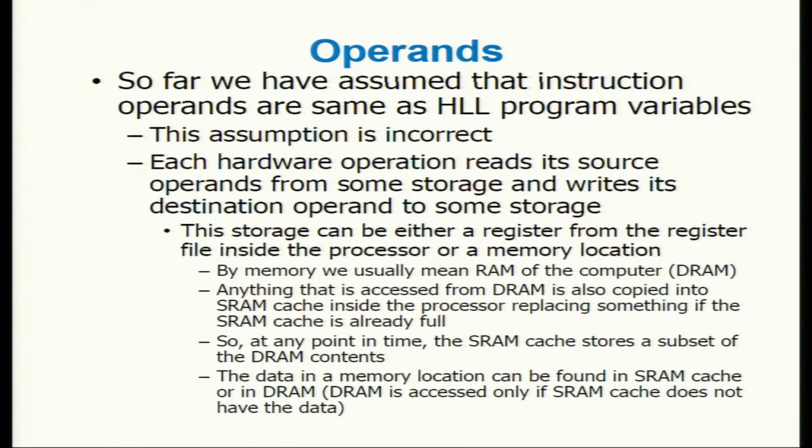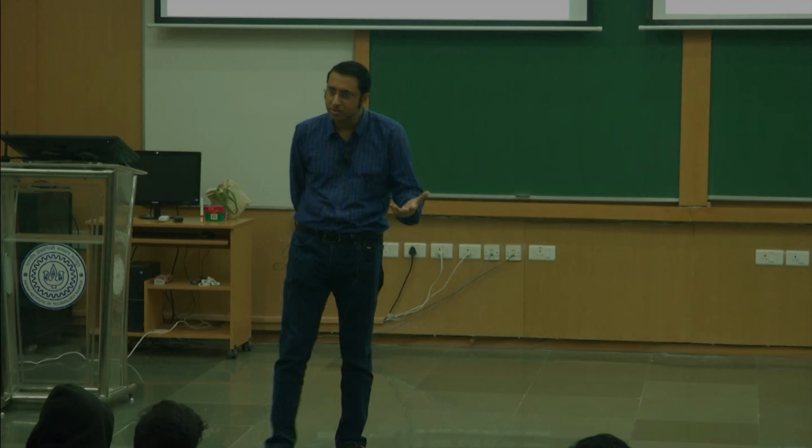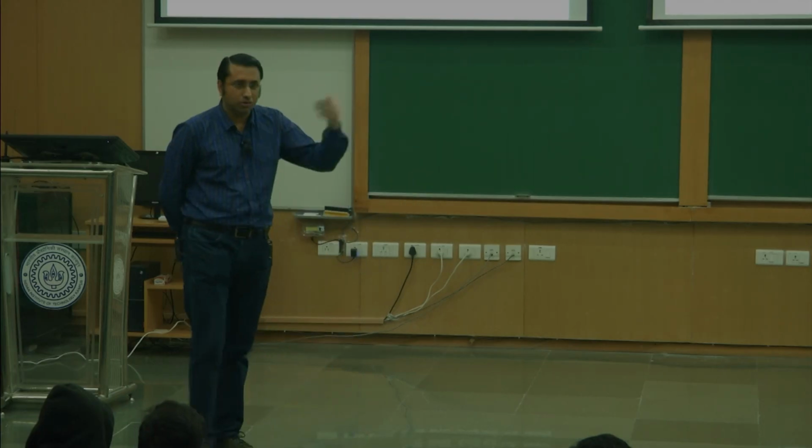So at any point in time, the SRAM cache stores a subset of the DRAM contents. That's very important. And what subset it stores is determined by the replacement policy of the cache, that is, what you replace to accommodate a new item. The data in a memory location can be found in the SRAM cache or in DRAM. And the DRAM is accessed only if the SRAM cache does not have the data. So first you look up the SRAM cache, then if you don't find it, you go to the DRAM and access it.